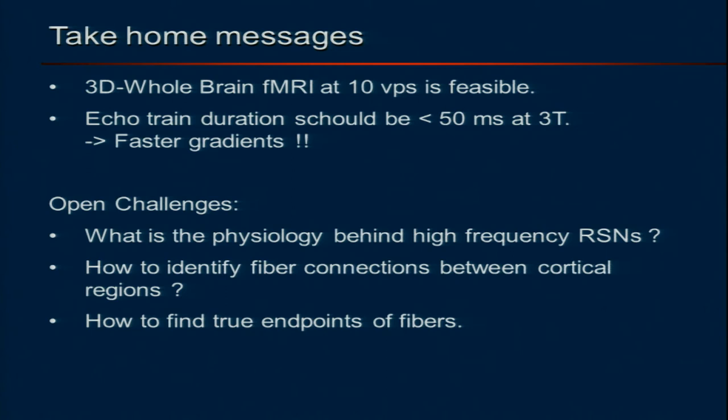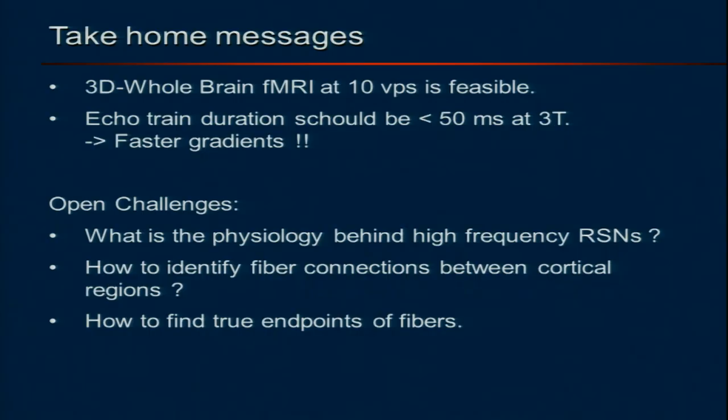So to summarize, we can do whole brain fMRI with 10 volumes per second. We still suffer somewhat from susceptibility effects because our echo train currently is 70 milliseconds at 3 Tesla, which is about tolerable, but we would like to have it shorter. We hope that with the new system we can finally use a very nice 95 channel coil, which we had built at Larry Wald's lab, and this should enable us to shorten the echo train and to get now susceptibility-free imaging.